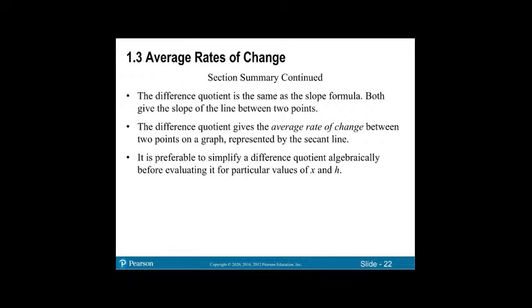The difference quotient is the same as the slope formula. Both give the slope of the line between 2 points. The difference quotient gives the average rate of change between 2 points on a graph represented by the secant line. It is preferable to simplify the difference quotient algebraically before evaluating it for particular values of x and h.